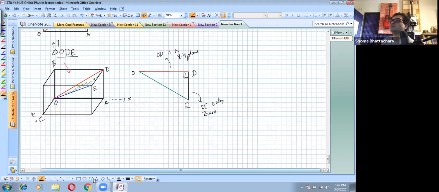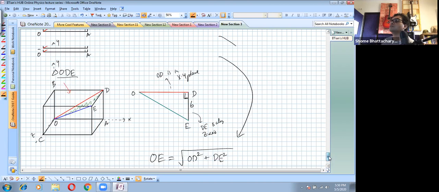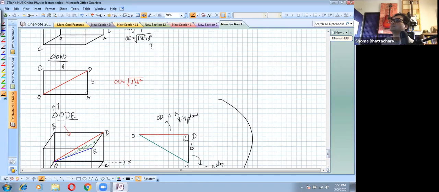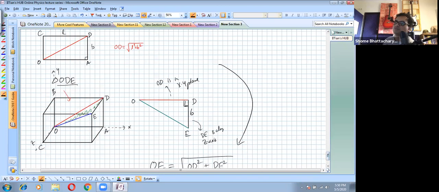Now you know that this side DE is how much? It is the width. So it's actually B. Okay. So our OE should just become square root of OD square plus DE square. Now from the previous step, you just fit in the value of OD. The value of OD is root of L square plus B square. Fit that and you'll see you get a very simple proof.